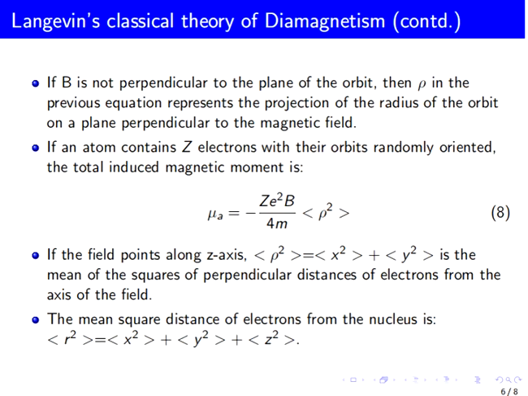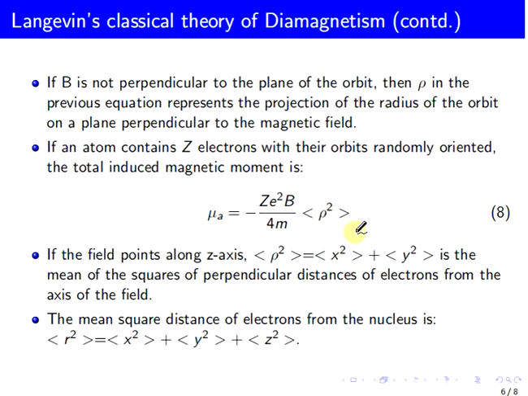In the previous case, we considered two assumptions. One was that the applied field is perpendicular to the plane of the orbit. Also, we considered only a single electron revolving around the orbit. But in a real case, B may not be perpendicular to the orbit. Also, if the atom contains Z number of electrons with their orbits randomly oriented, then for the total induced magnetic moment, instead of e we need to multiply the charge by Z. So this will be Z e squared B by 4m.